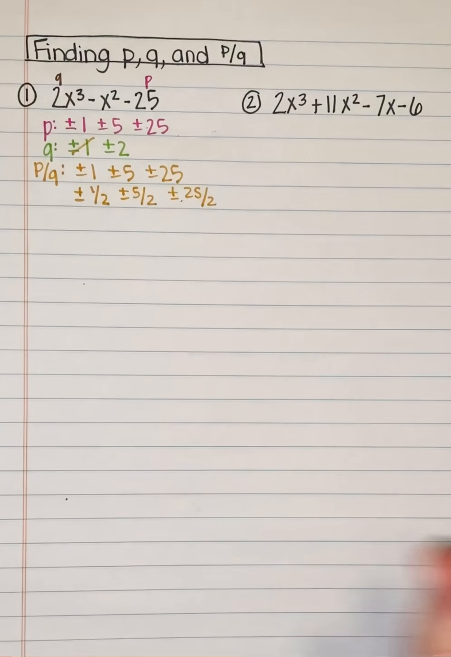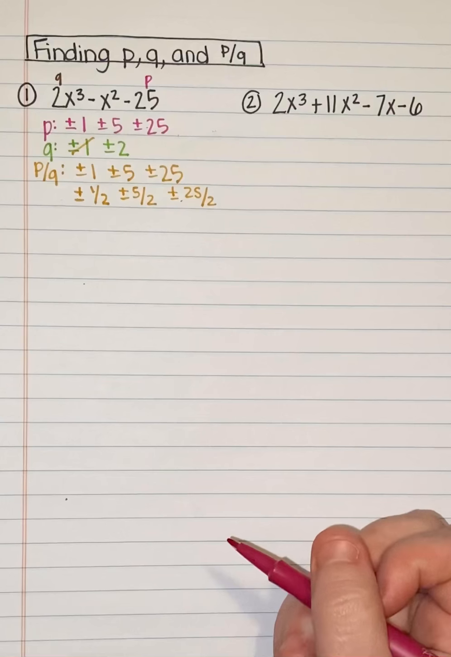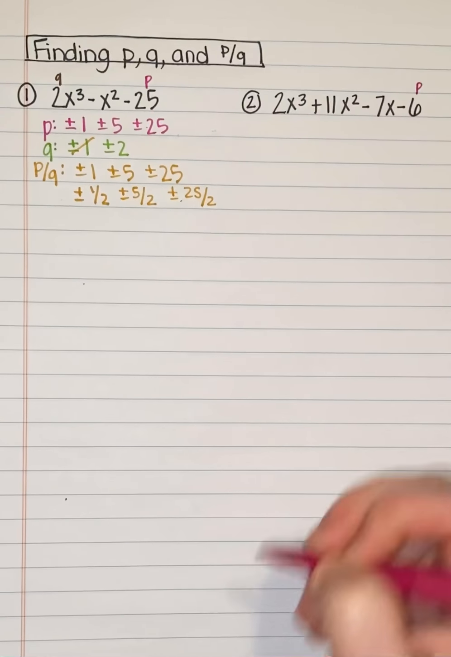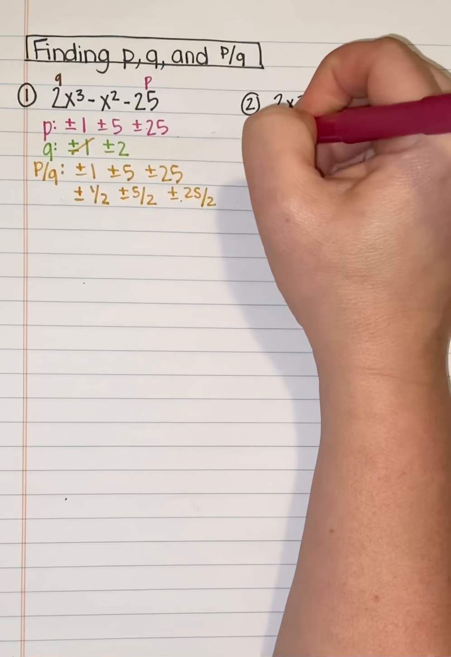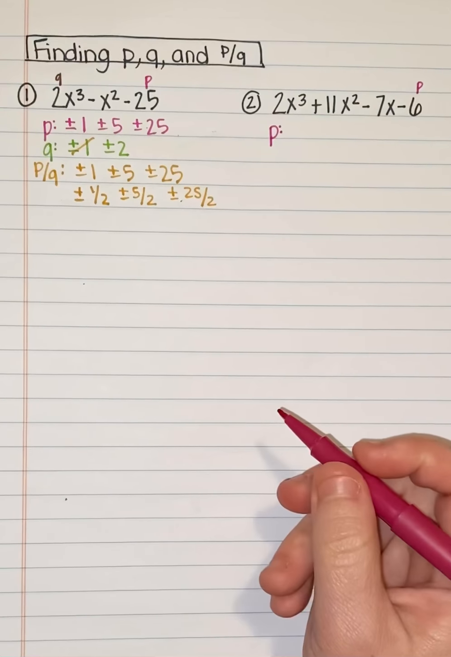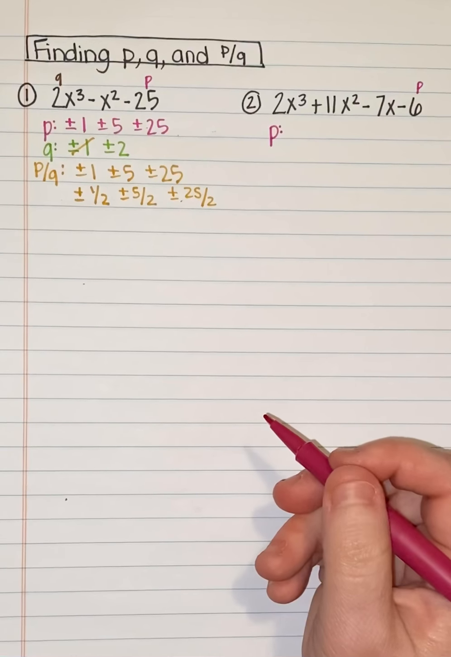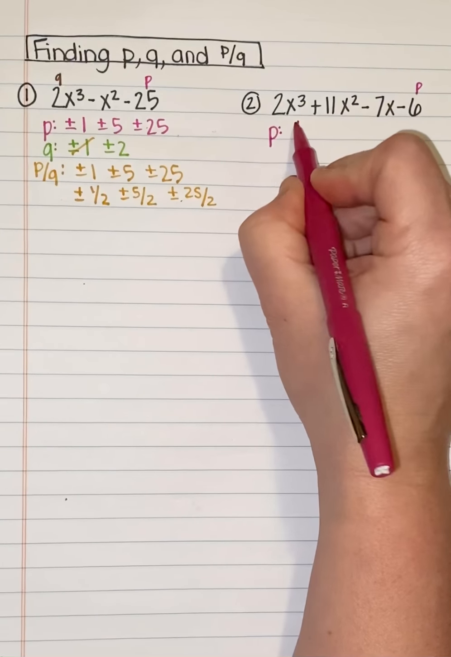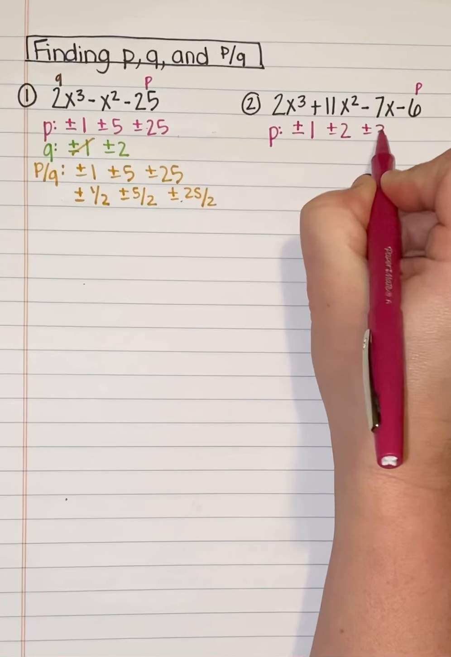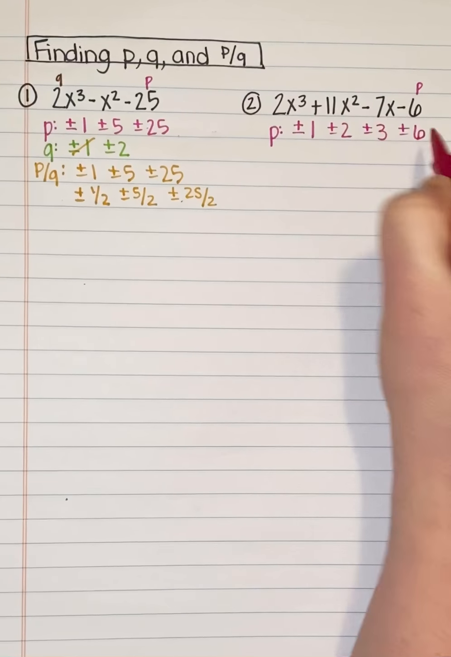Now number 2 has 4 terms. Still the same thing, finding P, Q, and P over Q. Now remember, to find P, I'm looking at this last number back here, 6. So I'm going to find numbers that multiply to give me 6. Well, 1 times 6 and 2 times 3. So listing those in order, remember, always plus or minus 1, plus or minus 2, plus or minus 3, and plus or minus 6.